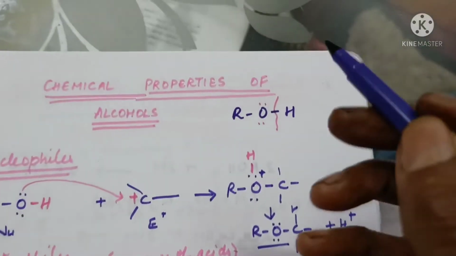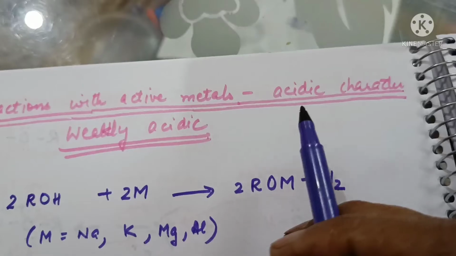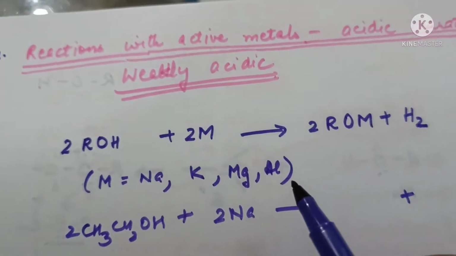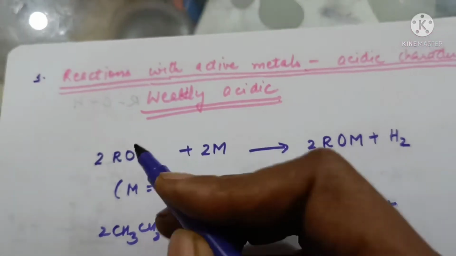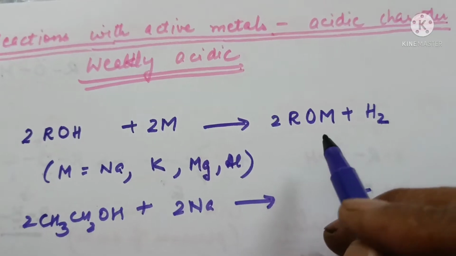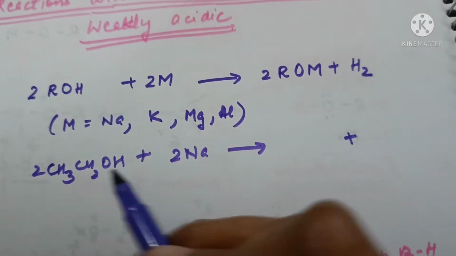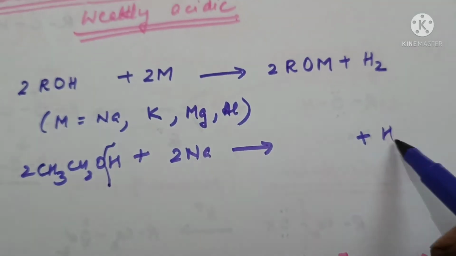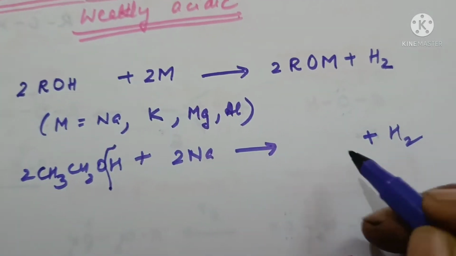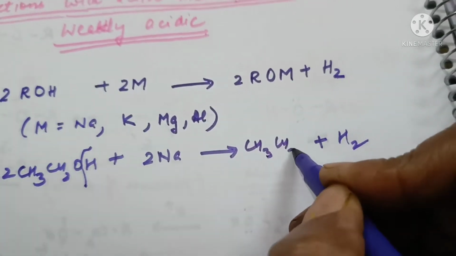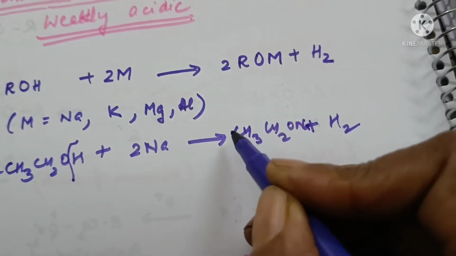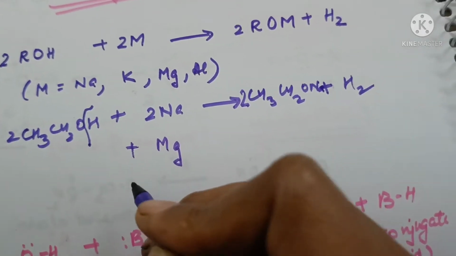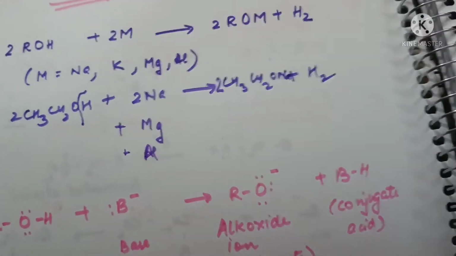oxygen-hydrogen bond. Reactions with active metals, acidic character. So alcohol will react with active metals such as sodium, potassium, magnesium, aluminium to give hydrogen gas and metal alkoxide as a result. So for example, with sodium, ethanol will form, hydrogen will be given as hydrogen gas, and Na and OCH2CH3 combine to form sodium ethoxide, 2 molecules of sodium ethoxide. Similarly, with magnesium, it will form magnesium ethoxide and hydrogen, and with aluminium, it will form aluminium alkoxide.